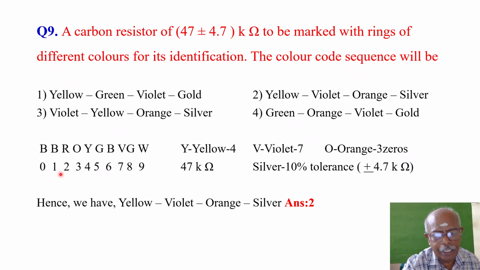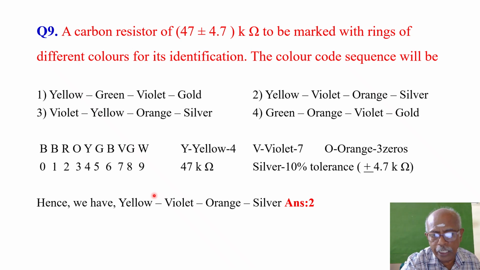So numbers are allotted in such a way that 0 for black, 1 for brown, 2 for red, 3 for orange, 4 for yellow, 5 for green, and then 6 for blue, 7 for violet, 8 for grey, and 9 for white.